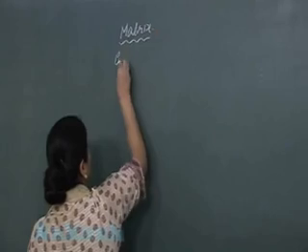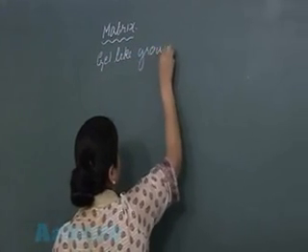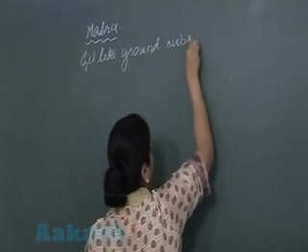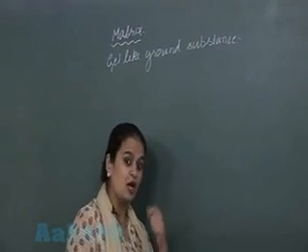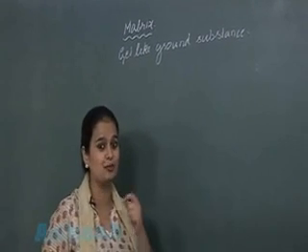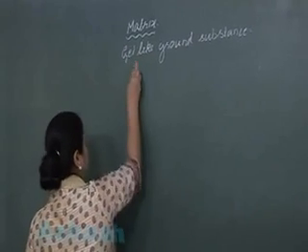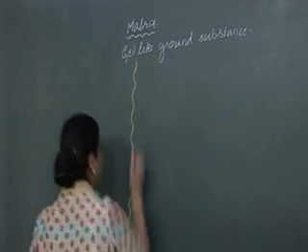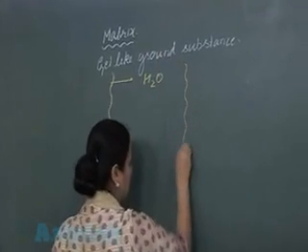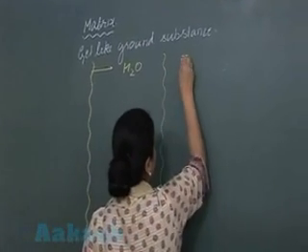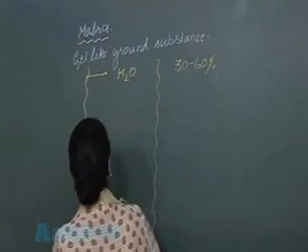Now matrix, it is a jelly-like ground substance. So it is a jelly-like substance, and inside this jelly-like substance, the major component present is water. So one of the major components of the matrix is water, and the amount of the water which is present, that is 30 to 60%.